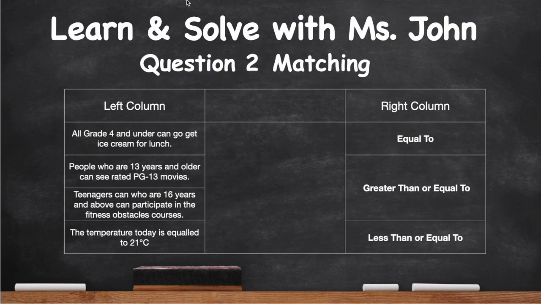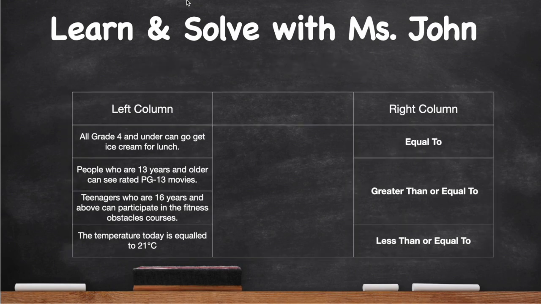Question number 2, matching. So what you're going to do, you're going to read the statements in the left column, and you're going to match it to the right column. You got this. Answer. All grade 4s and under can go get ice cream for lunch. 4 and under representing less, therefore the answer is less than or equal to.